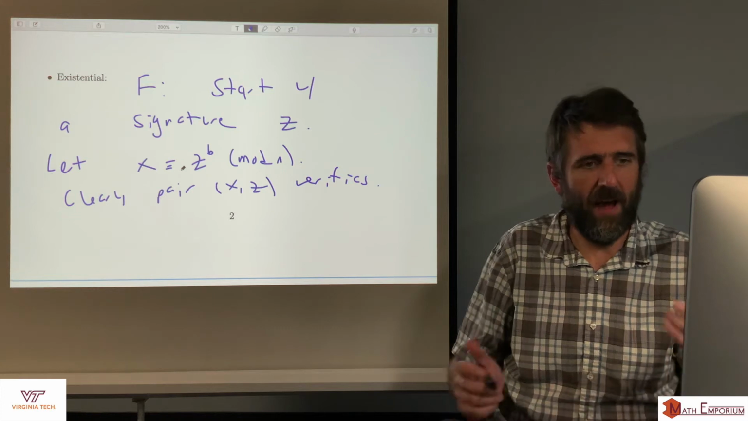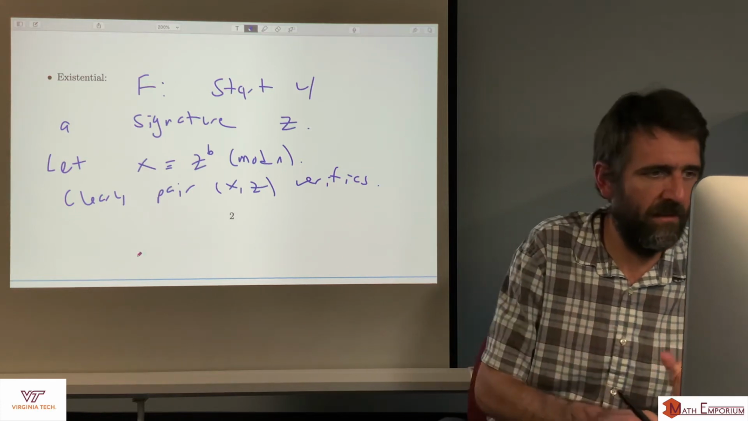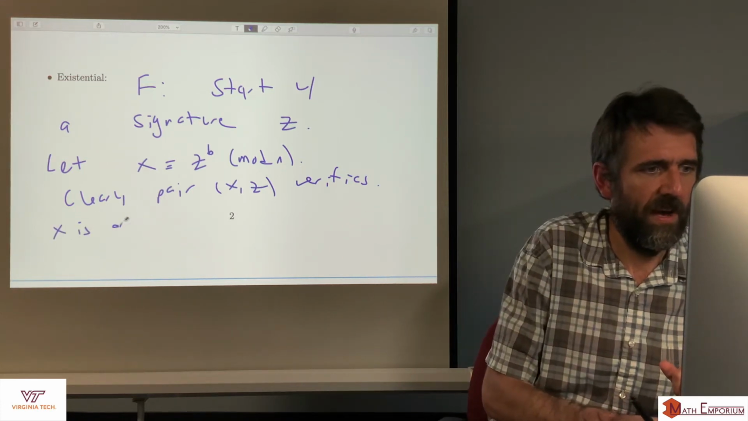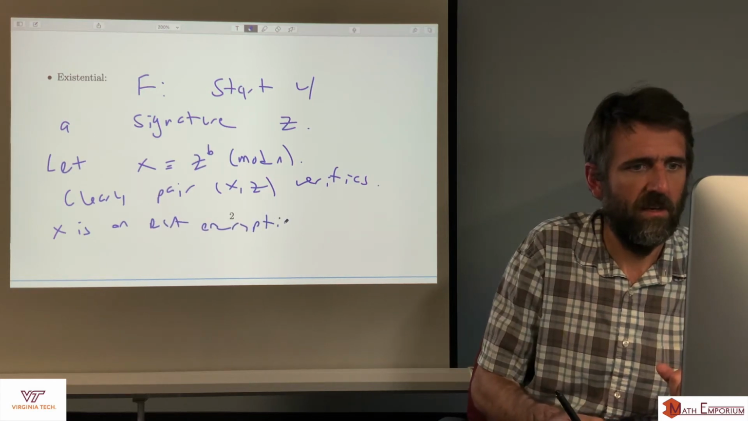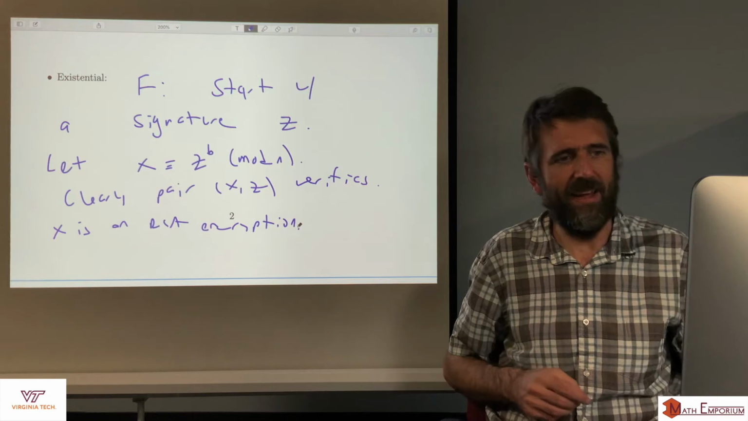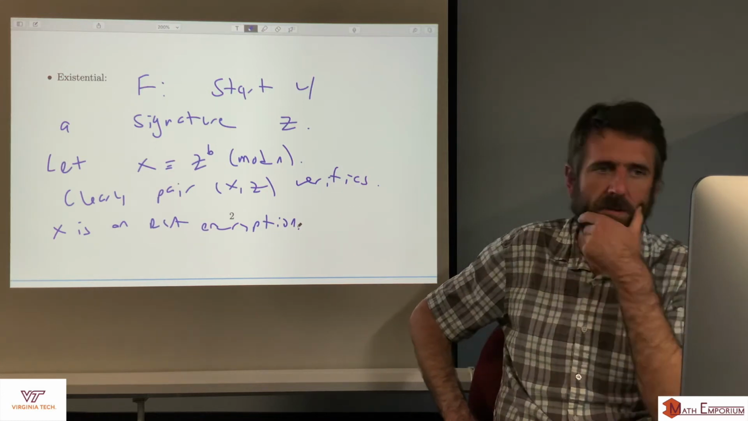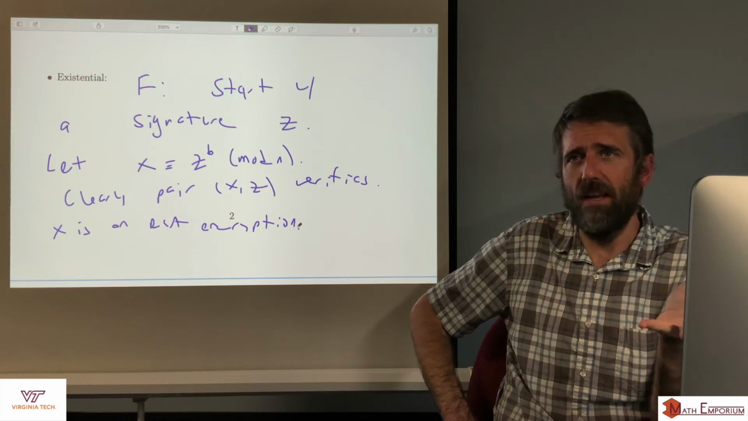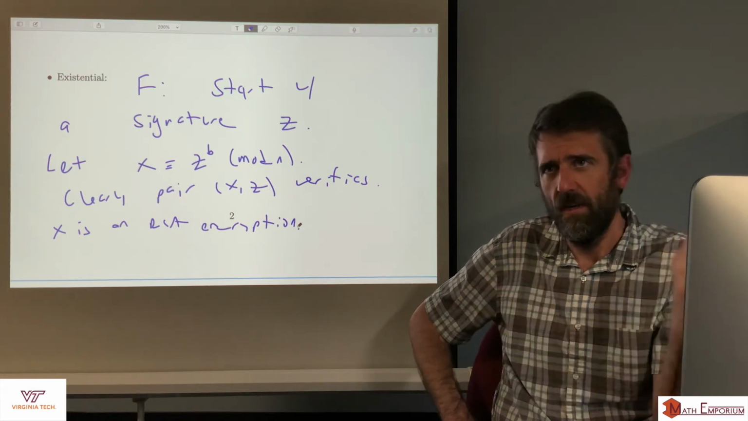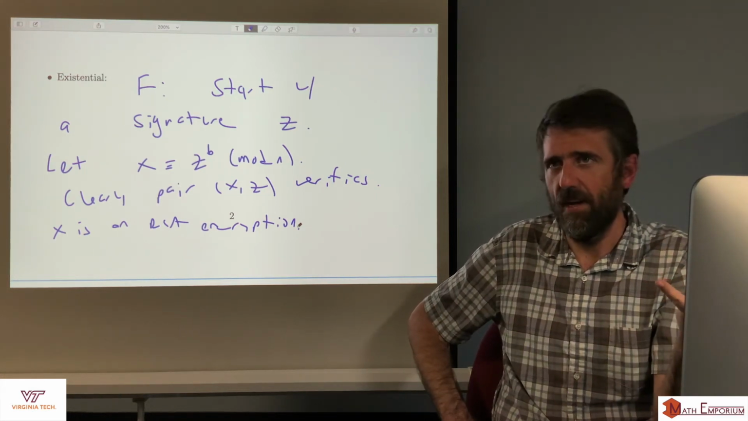However, what is this? Well, x is essentially an RSA encryption here. And if I take any z whatsoever and encrypt it under RSA, I'm going to get a string that just looks like a bunch of random nonsense.